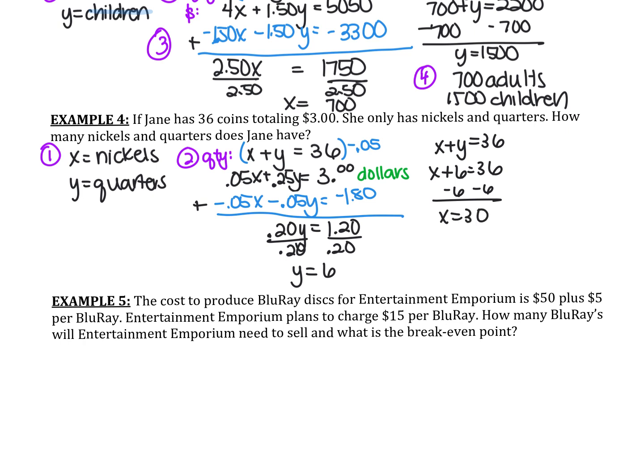Now again, I'm going to go back and define and explain my answer in terms of the problem. So x is nickels, so I have 30 nickels, and then I have 6 quarters. 30 nickels plus 6 quarters gives me 36 coins, and if I total up the value of those, I'd get $3.